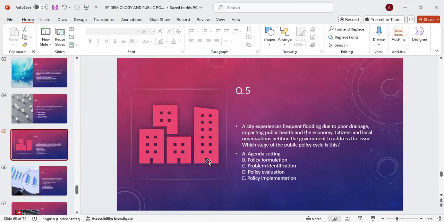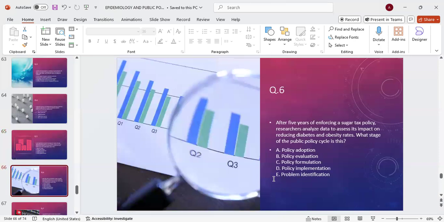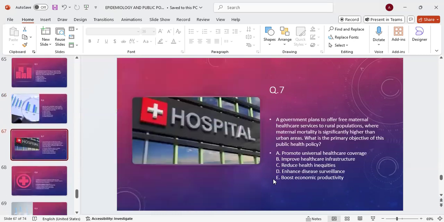Not A, agenda setting. No, this is problem identification. The answer is option C. MCQ number 6: after 5 years of enforcing a sugar tax policy, researchers analyze the data to assess its impact on reducing diabetes and obesity rates. What stage of the public policy cycle is this? Option A, policy adaptation. Option B, policy evaluation. Option C, policy formulation. Option D, policy implementation. And option E, problem identification. Answer is B, policy evaluation.